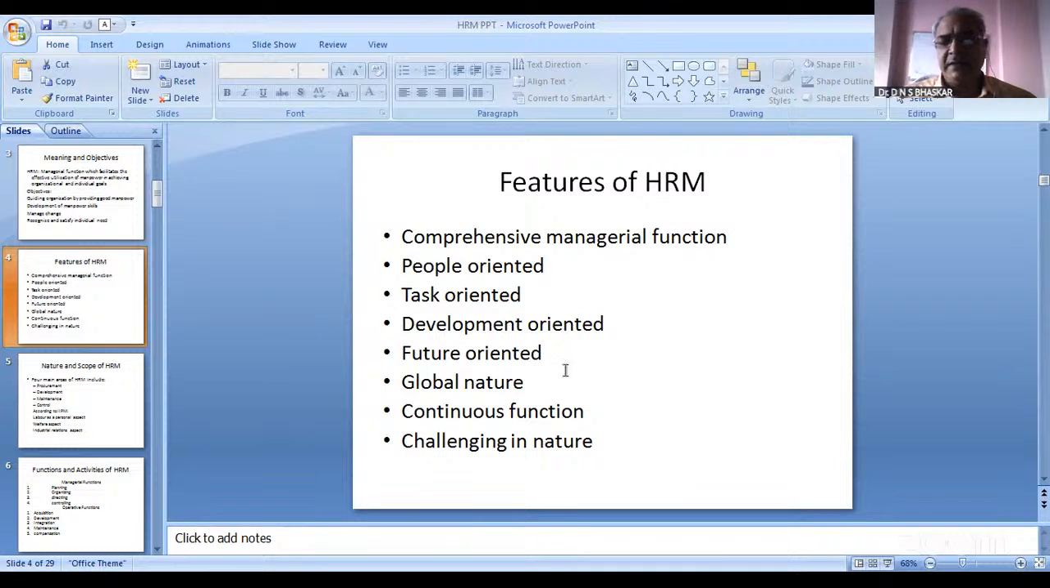And developmental oriented, that is already known to you. Human resources management is directly related to the development of the organization, development of the individual, and development of society also in totality. Future oriented: what happened in the past is not the concern in human resources management, but it is always connected with the future. What will be the human resources requirement, what is there at present, how many are there, what will be the retirement numbers of the employees, and so on.